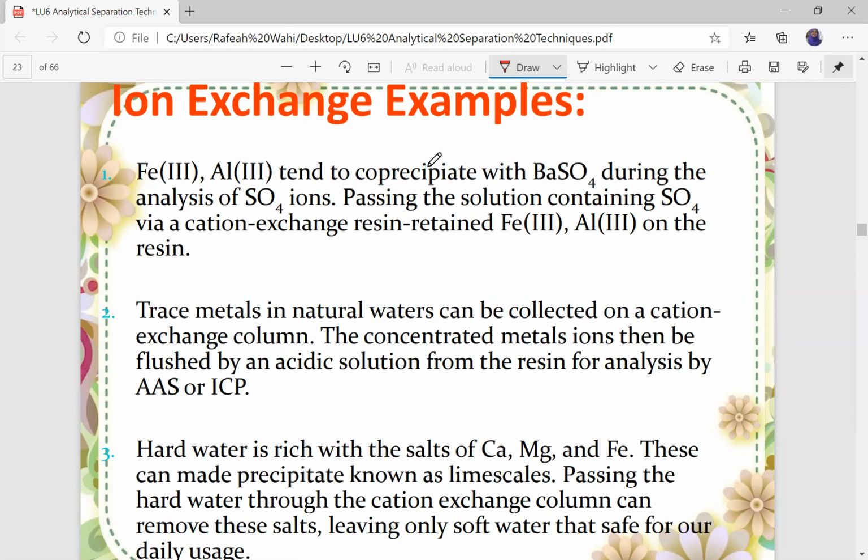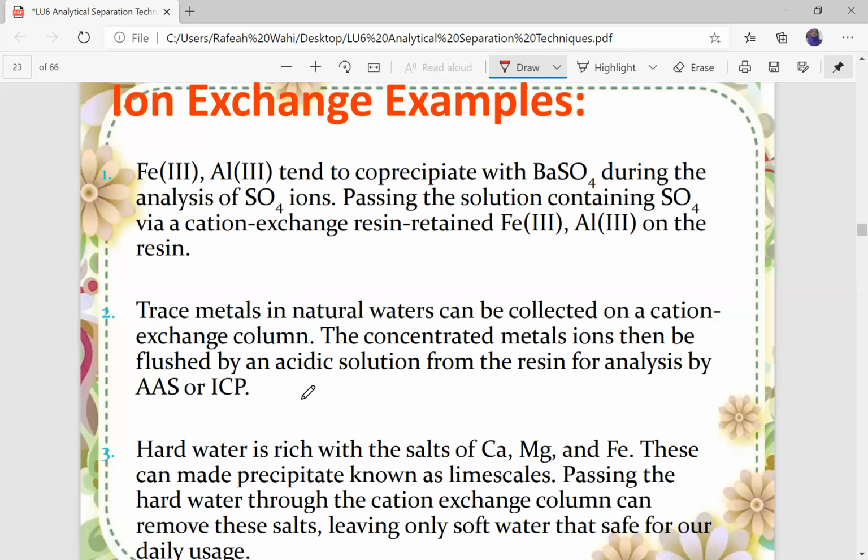Remember, we have learned about co-precipitation, which is unwanted product which comes together during the precipitation process. So we don't want this species to be together with the precipitate, which is barium sulfate. So you do a cation exchange process using a cation exchange resin, so you can trap the iron 3 and aluminum 3 on the resin.